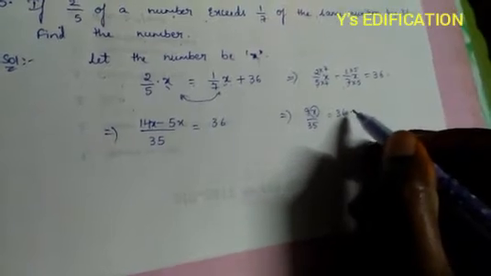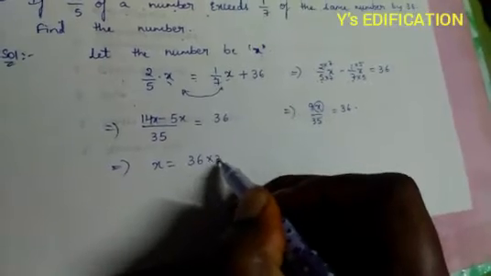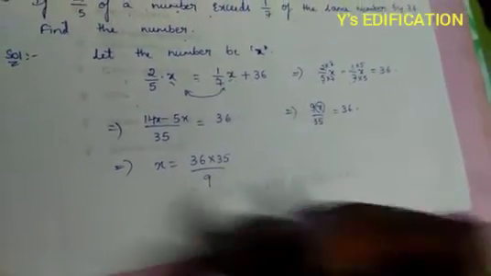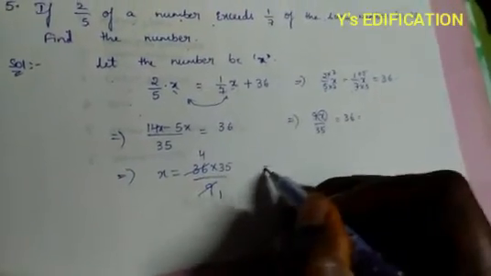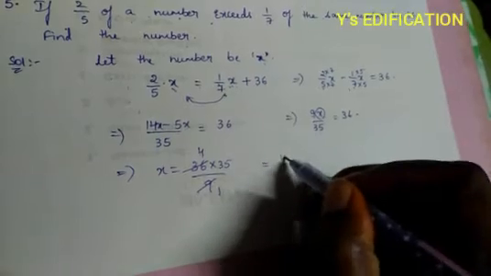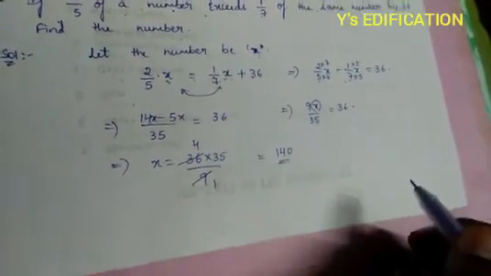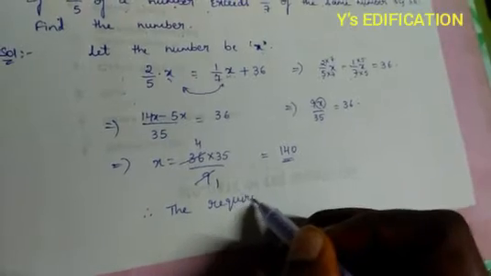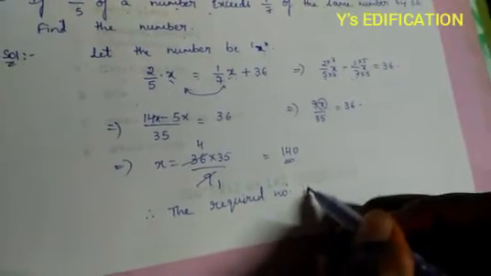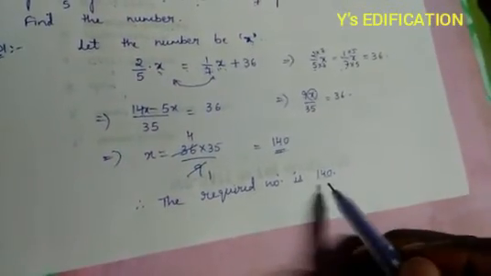Now I want only x value. So I am going to transpose 9 by 35 to RHS. That means x is equal to 36 into 35 by 9. So 9 into 1, 9 into 4. Now 4 into 35. So x is equal to 140. Now my number is 140. So therefore the required number is 140. So this is the required answer.